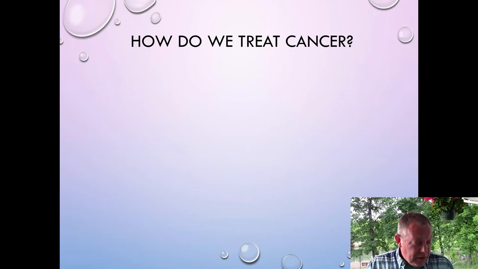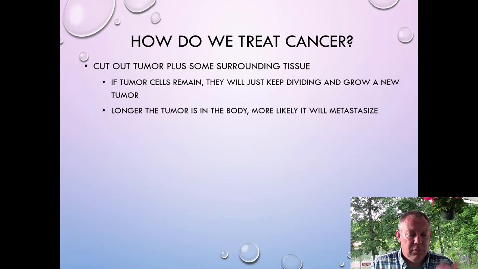Okay, so what are some of the ways that we treat cancer then, based upon this little bit that we know now? The first step is always to try to cut out the tumor. And when you get the tumor, you try to get some of the surrounding tissue. The reason is that tumor is made of cells that divide uncontrollably, and all of the cells that the tumor makes are also going to divide uncontrollably. If you don't remove the tumor, then it's just going to keep growing. And if you don't get the whole tumor, if you leave a few cells behind, well, those cells are just going to produce more cells, and they're going to produce more cells, and the tumor is going to grow right back.